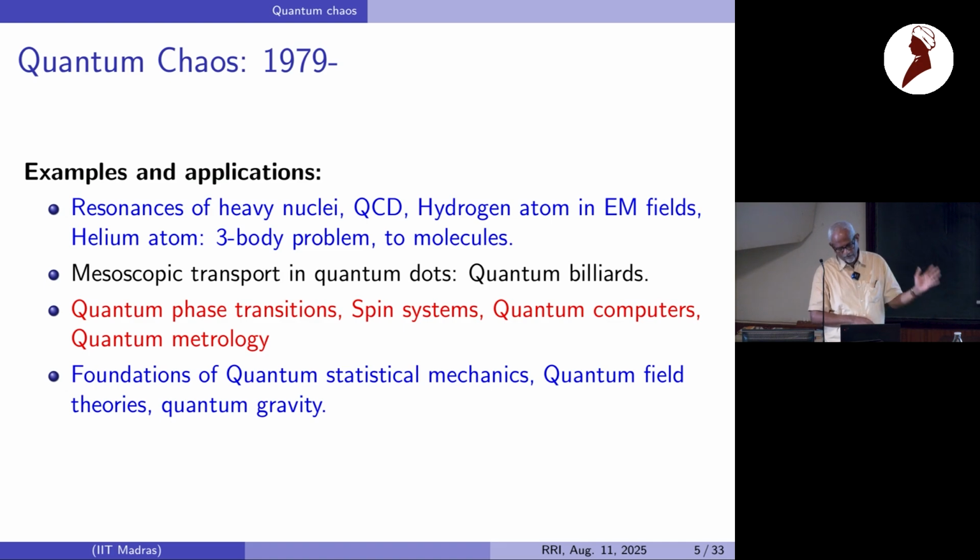So this looks kind of anti... doesn't look very reasonable, but chaos has a lot of ingredients to make for a good measuring device. So you might have practical applications there as well. Foundations of quantum statistical mechanics, quantum field theories, quantum gravity. There's a lot of work now surrounding these things.